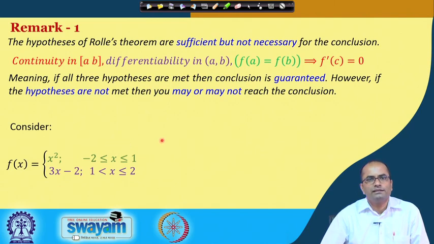Let us consider this example, f(x) is equal to x squared in the range minus 2 to 1, and 3x minus 2 in the range 1 to 2.